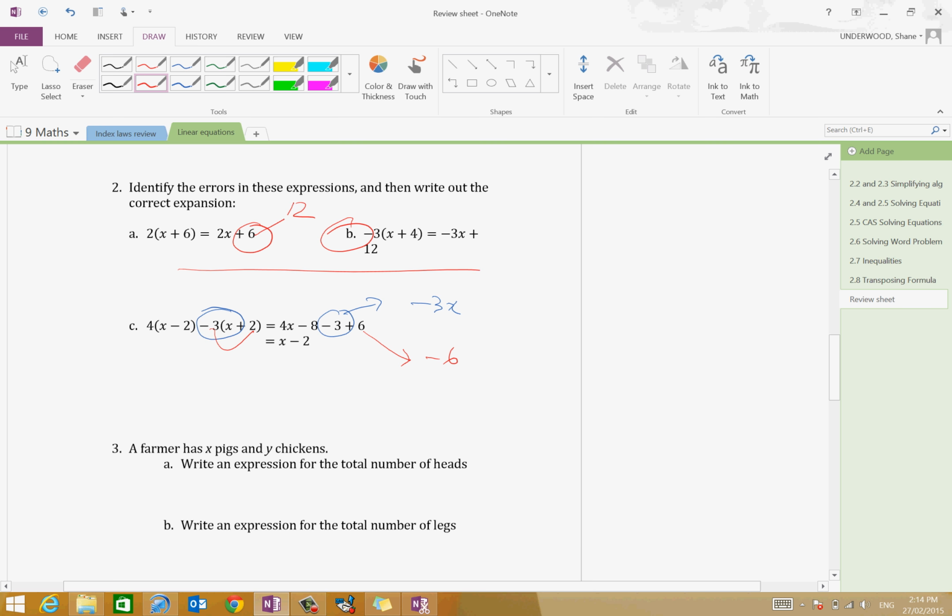Okay? So once again, there's been 2 mistakes there. He hasn't dealt with a positive times a negative. And also, he's just dropped off this x.